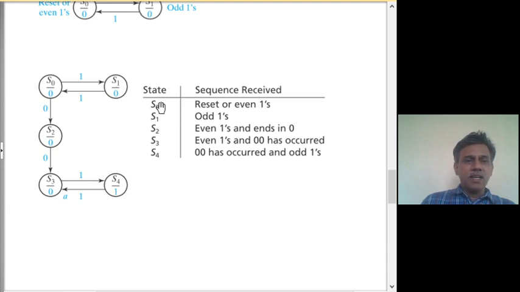Before that, the significance of the various states can be noted down. S0 is a reset or the even number of ones. S1 is odd ones. S2 is even ones, but a 0 has occurred; it ends in a 0. S3 is even ones, but 2 consecutive zeros have occurred. S4 is 2 zeros have occurred, an odd one.